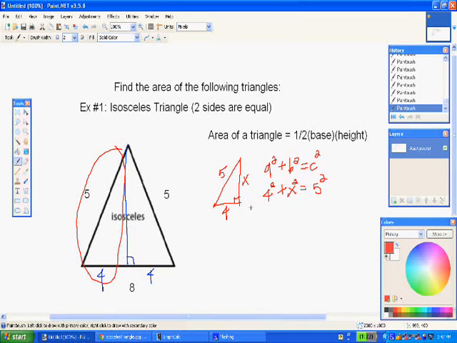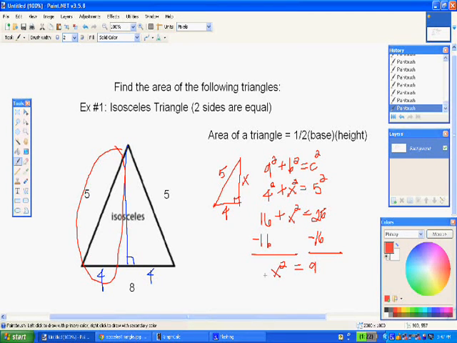So now I'm going to simplify and solve for my missing side. So 4 squared is 16. We don't know what x squared is, so I'm going to leave it alone. And we know 5 squared is 25. So I'm going to go ahead and solve for x. So I'm going to subtract 16. Subtract 16. I get x squared equals 9.